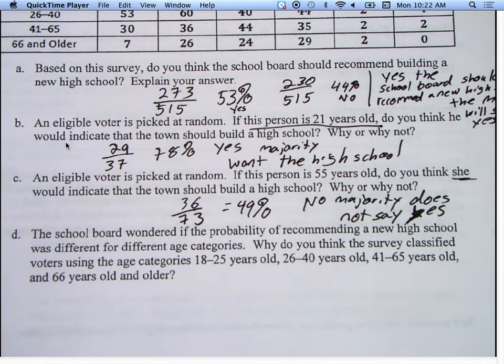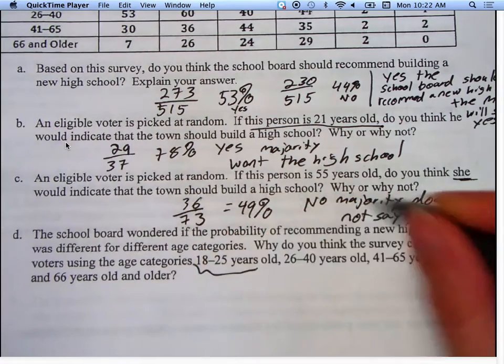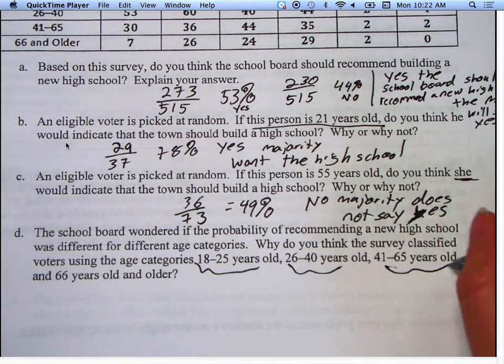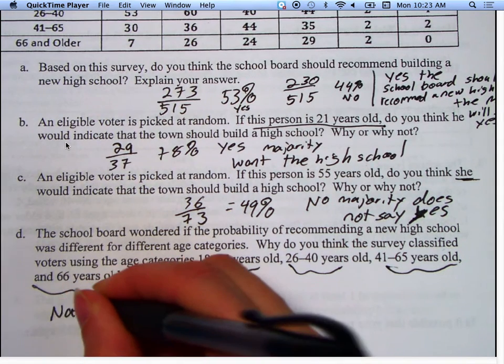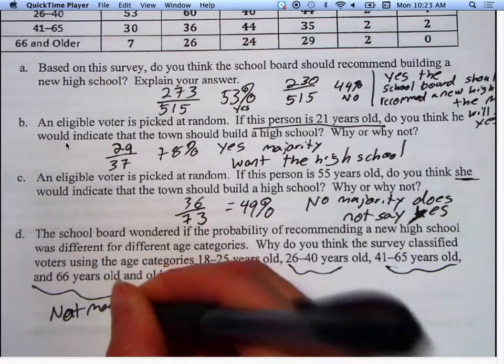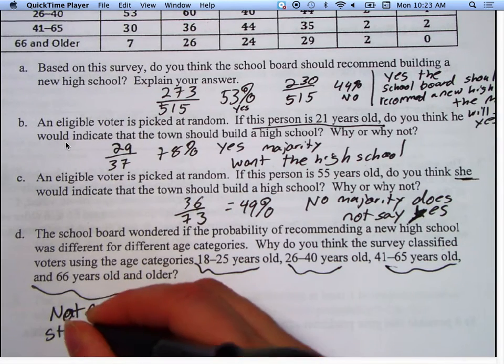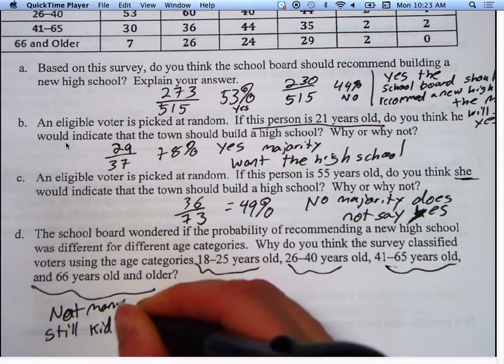Okay, so let's talk about this. You can't vote till you're 18. Okay? But let's talk about each one of these sets and what they are. Let's start with 66 and older. They're old. Do you think they have many kids in high school? No. Not many of them have kids in high school. I'm going to say not many still have kids in school.